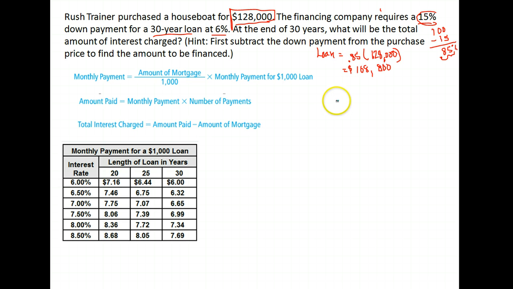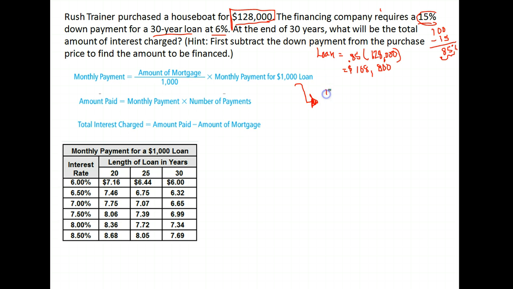Now we can get started. We, in the end, want to know what amount of interest was charged, but we have to start at the top here first, find the monthly payment, then multiply the monthly payment by the number of payments made, and then find the interest charged by taking the total amount paid and subtracting the actual amount he borrowed. So again, start up at the top here. We're going to find our monthly payment, and I'm going to do it down here because it takes a little more room.